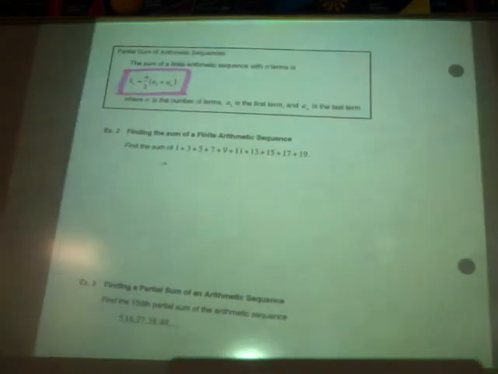And so you know this. Where n is the number of terms that are in your sequence, a sub 1 is your first term, and a sub n is the last term. So if there's 10 terms in your sequence, that's the 10th term. We're going to talk about what happens when we have an infinite sequence. How do we deal with that?